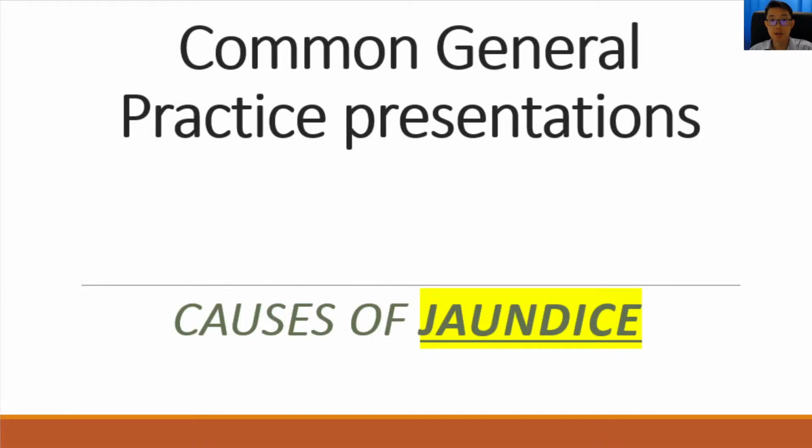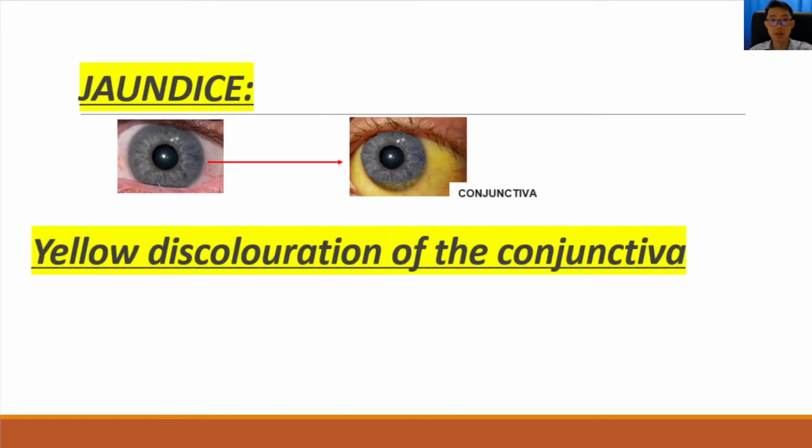I'm a GP. Today I'm going to give a talk on a topic called jaundice. Jaundice, by definition, refers to the yellow discoloration of the conjunctiva, which is the white part of the eyeball.